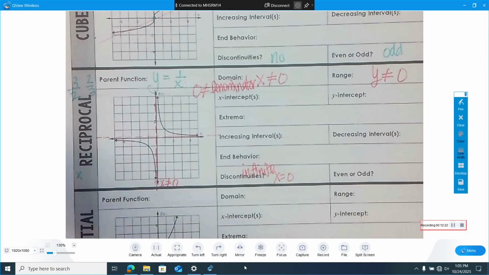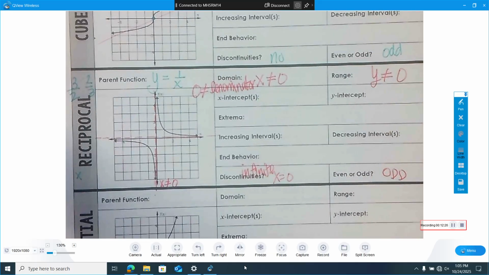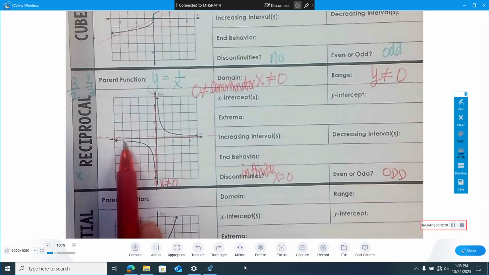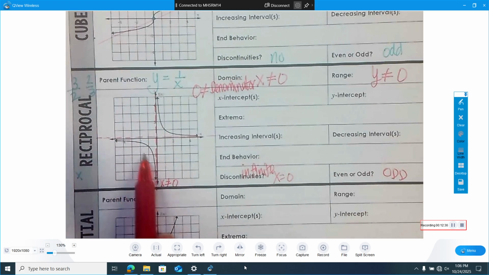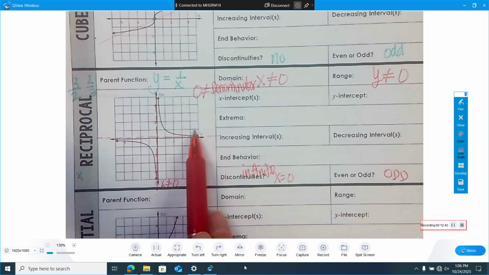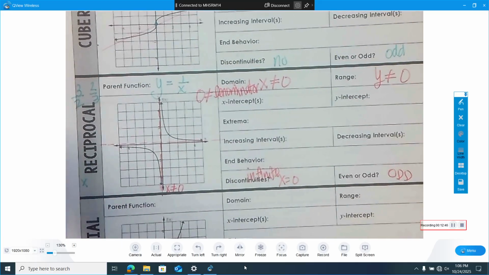Even or odd? Odd, very good. It is odd. And let's see, is this piece increasing or decreasing? Decreasing, going downhill from left to right. Is this piece increasing or decreasing? Decreasing as well. Yep, going downhill from left to right.